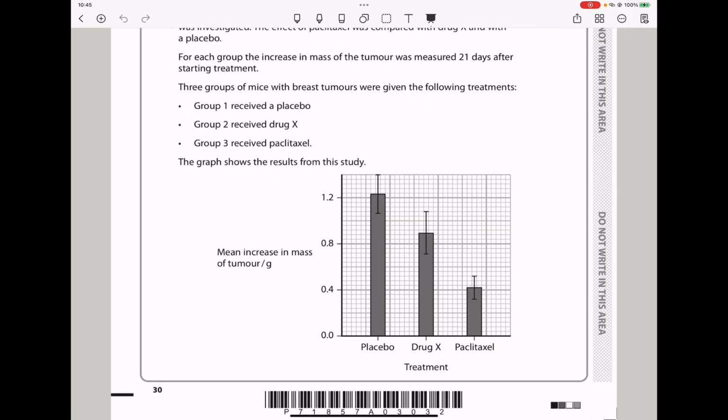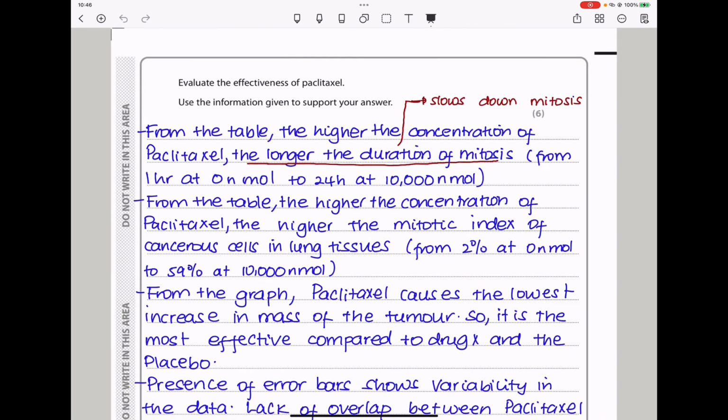The placebo, the mean mass of the tumor was huge. With drug X, we can see the mean mass of the tumor is large, but it's not as big as that in the placebo group. And for paclitaxel, we see the mean mass of the tumor was lower, and that means the drug could be working. Also, when we look at the error bars that have been put, there is overlap here, so these 2 results may not be reliable, but because there is no overlap between this and the rest, we can see the results could be dependable. So here they say, evaluate the effectiveness of paclitaxel.